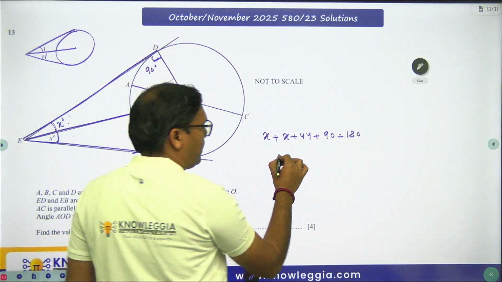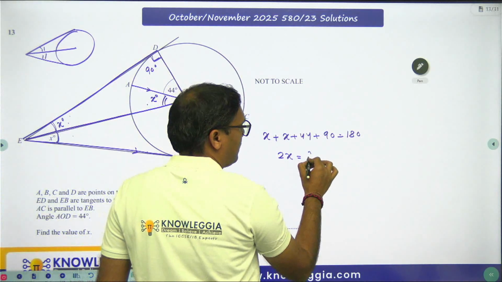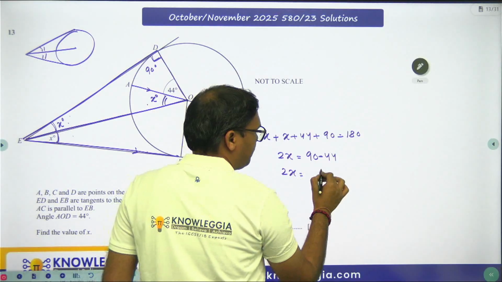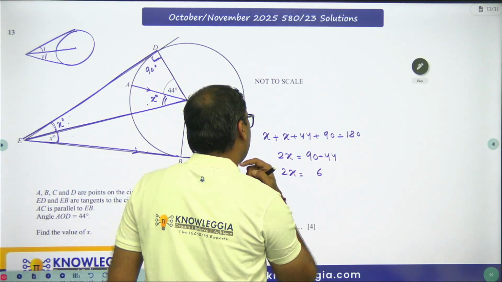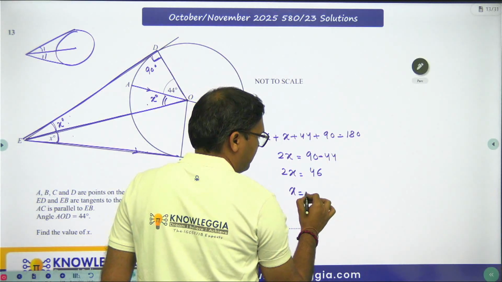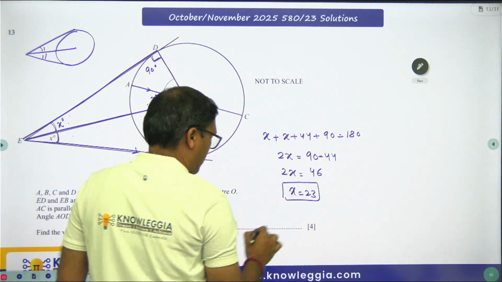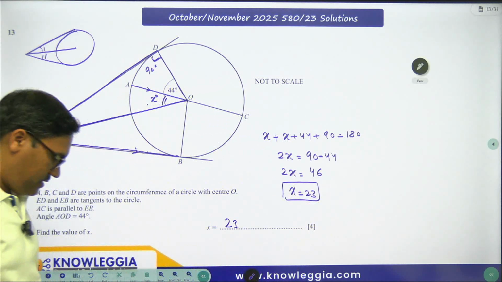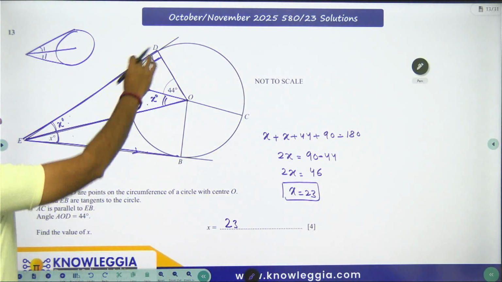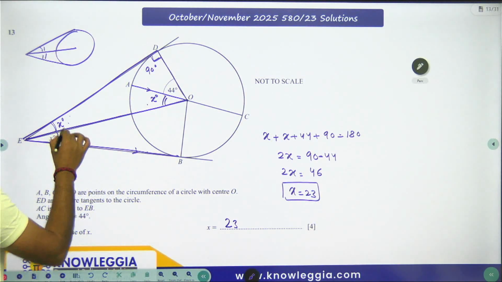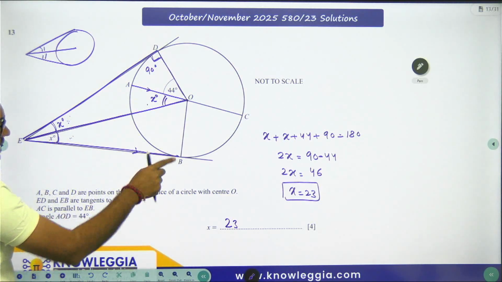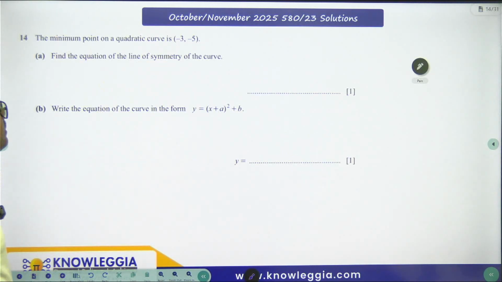So what is this? This is 2X is equal to 90 minus 44. So 2X is equal to 46, and this is 44. So what is X? X is 23. So 23 is the correct answer for this question. I hope this is clear. Right angle triangle, the tangent is perpendicular to the radius. Tangents make equal angles, you can see with this line, and these are alternate interior angles, parallel lines. Next question.